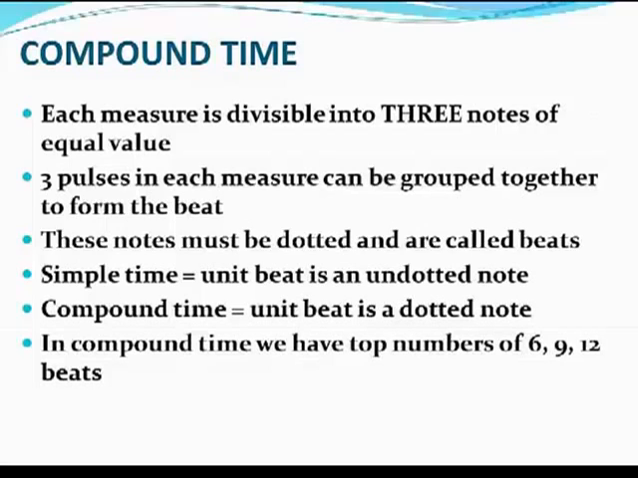In simple time, the top number is telling us how many beats are in each measure. That's the unit beat. In compound time, the top number tells us how many pulses are in each measure, and the unit beat is a grouping of the 3 pulses. The pulses are further grouped together to form a dotted note, and the dotted note is the unit beat.